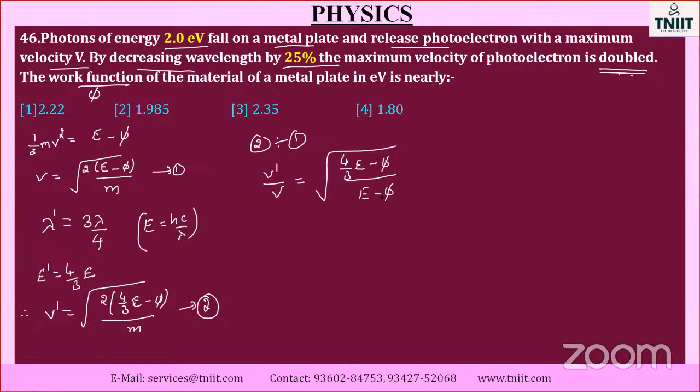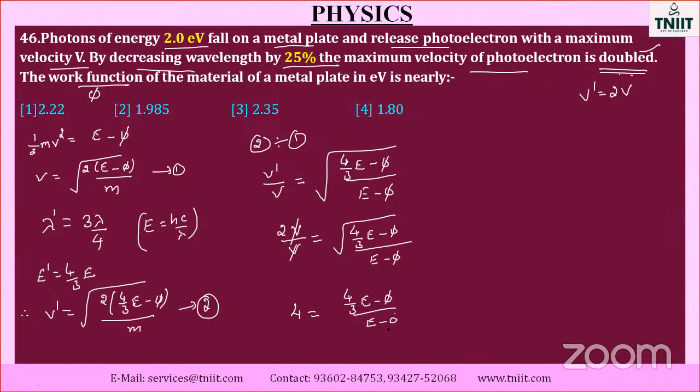Now they are telling that after decreasing the wavelength, the velocity becomes double. So V dash will be equal to 2 times of V. So 2V by V is equal to root of (4/3 E minus phi) whole thing divided by (E minus phi). V and V get cancelled out. Squaring on both sides, it will become 4 equals (4/3 E minus phi) divided by (E minus phi).